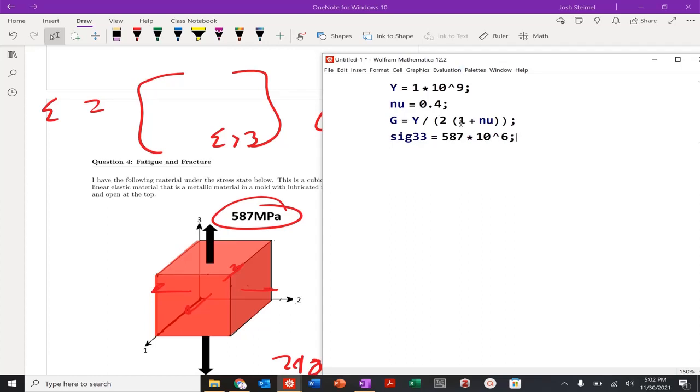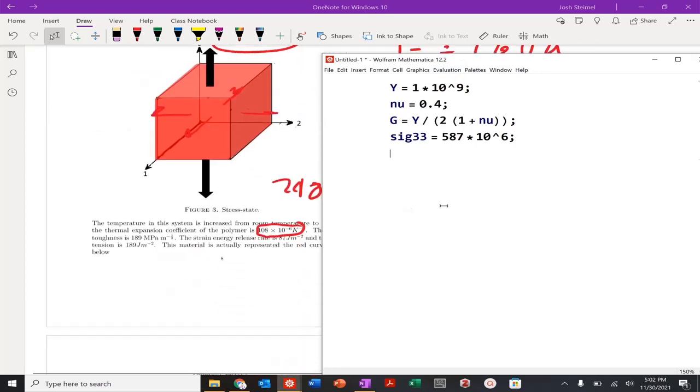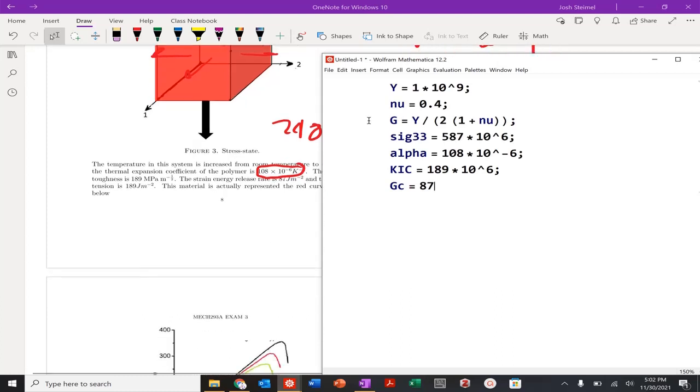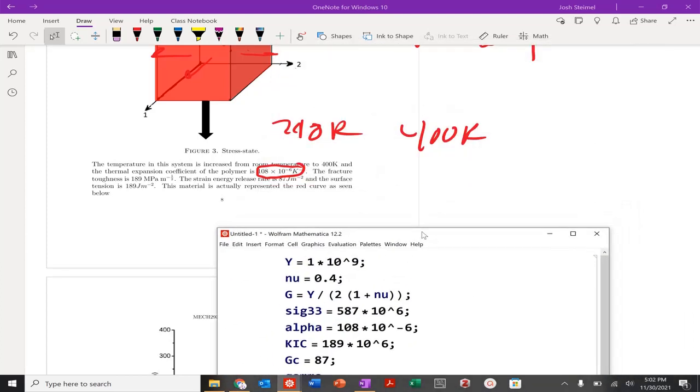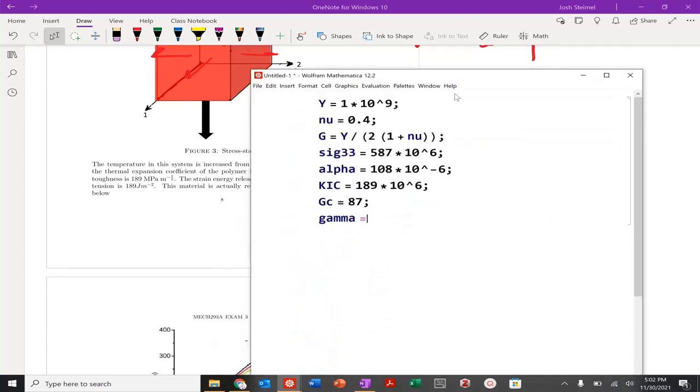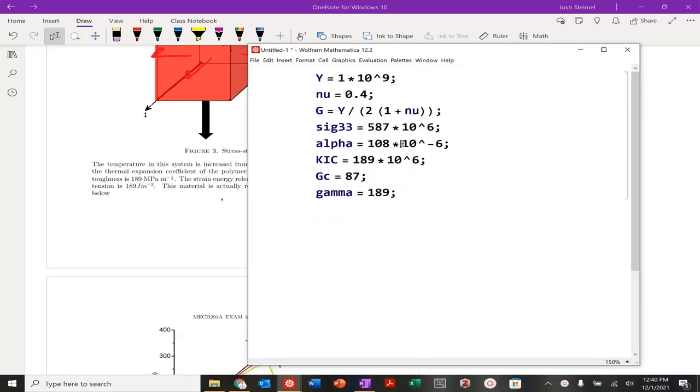And let's go ahead, and we also know our alpha is equal to 108 times 10 to the minus 6. We also know that our fracture toughness, K1C, is equal to 189 times 10 to the 6. And strain energy release rate, G sub C, is equal to 87 joules per meter squared. And finally, the surface tension, my gamma, is also equal to 87, also equal to 189. Great. So there we go. And now we can go ahead and continue.